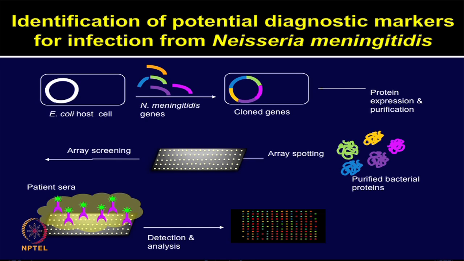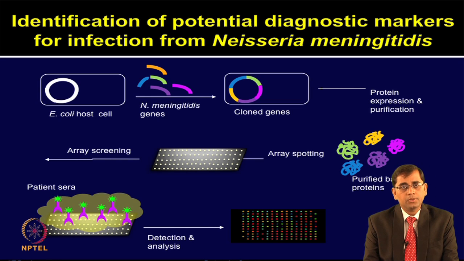In this study, we will talk about identification of potential diagnostic markers for infection from Neisseria meningitidis. Neisseria is the most common cause of meningitis disease and it also causes epidemic outbreaks. To investigate the immune responses to the phase variable expressed proteins, Stellar et al. applied protein microarrays to screen the meningitis patient serum. This is the first study which aimed to investigate the genetic phase variations in the pathogens.